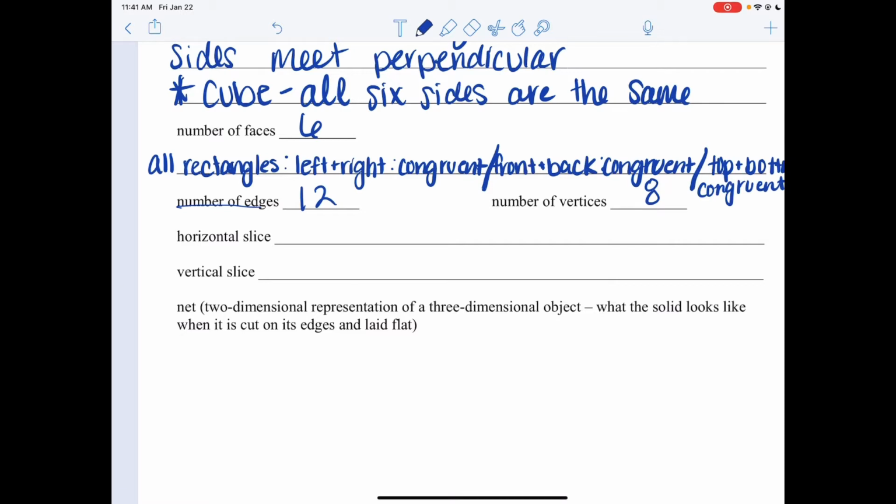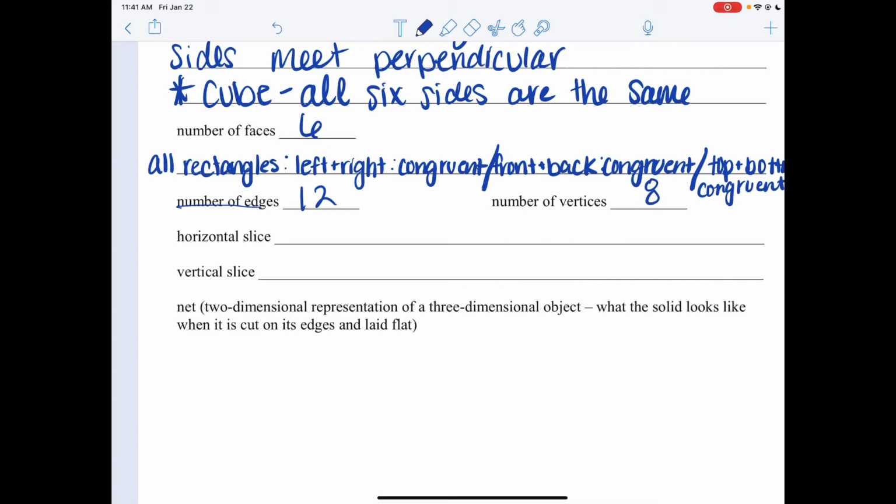Okay. Now, horizontal and vertical slice. What I want to talk about with those two things is when we are talking about slices and horizontal and vertical, we're cutting our shape in those directions. So horizontally, remember, is left to right. Vertical is up and down.